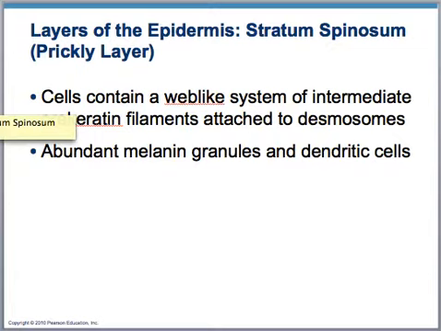Second layer is the stratum spinosum. So this is right above the stratum basale. These cells contain a web-like system of intermediate prekeratin filaments. These prekeratin filaments are what are going to eventually become those keratin proteins that we mentioned that cause the cells to harden. So picture this as a cell's journey from the deepest layer of the epidermis to the uppermost layer of the epidermis as it's differentiating from a stem cell, becoming keratinized, hardening, and then dying and sloughing off of your skin.